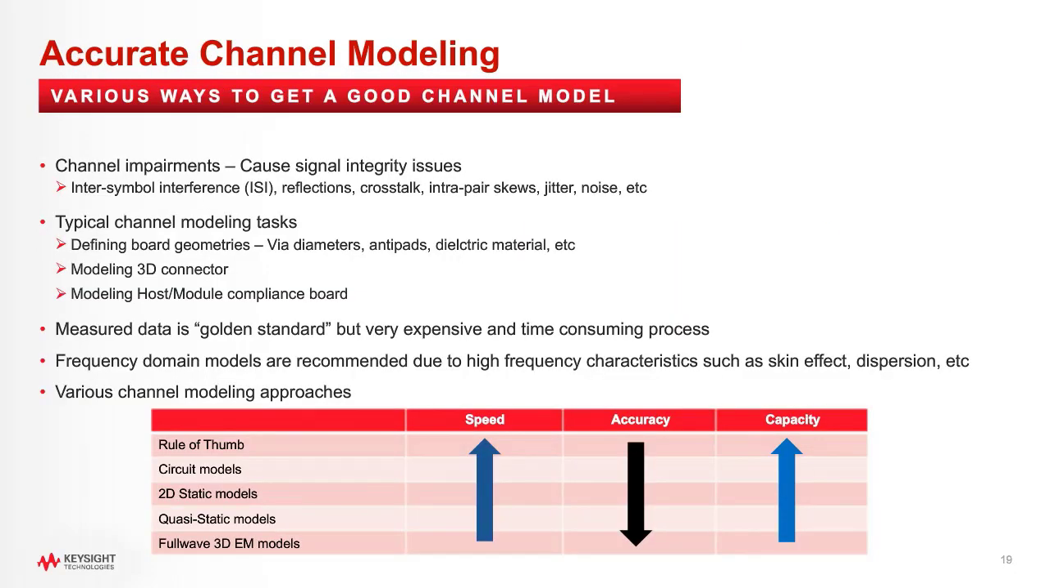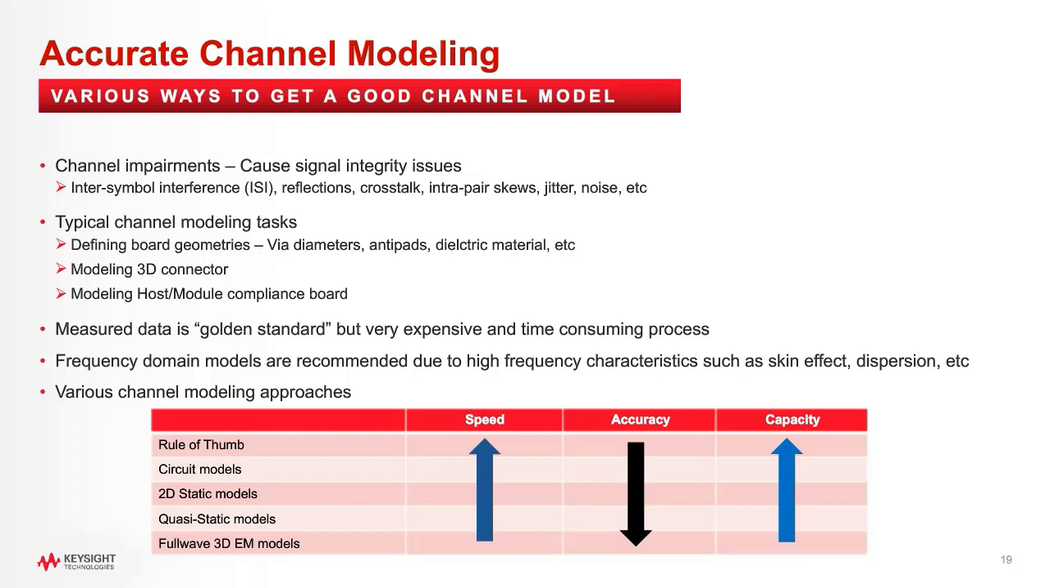The channel impairments that cause signal integrity issues include ISI, inter-symbol interference, reflections, crosstalk, intra-pair skews, and so on and so forth. A typical channel modeling process for 400 gig Ethernet involves defining board geometries such as vias and anti-pads, modeling 3D connectors, and modeling host and compliance boards. One way of doing the modeling is to use measured data, but this is a time-consuming and pretty expensive process, although it is called the golden standard.